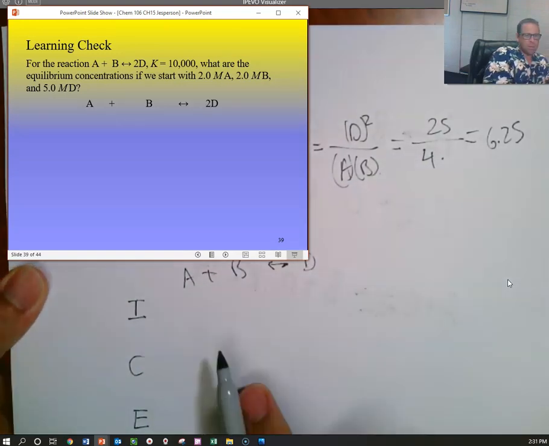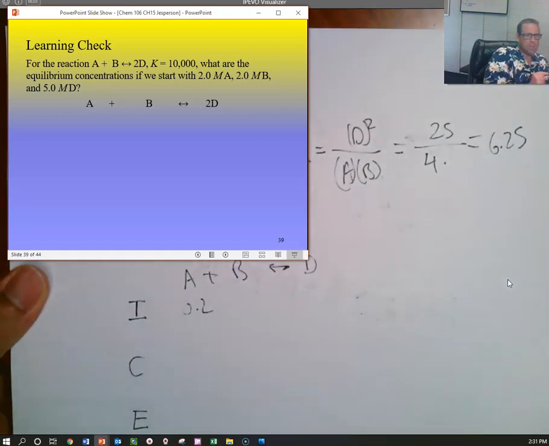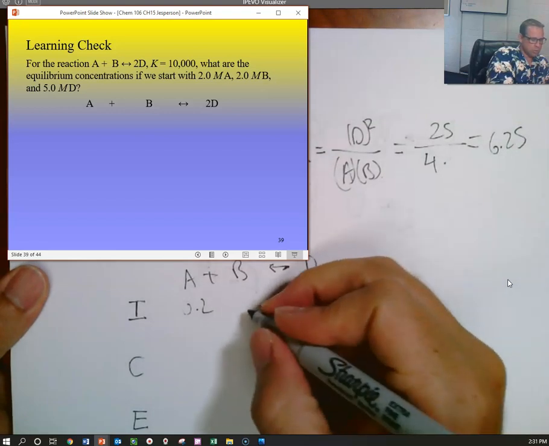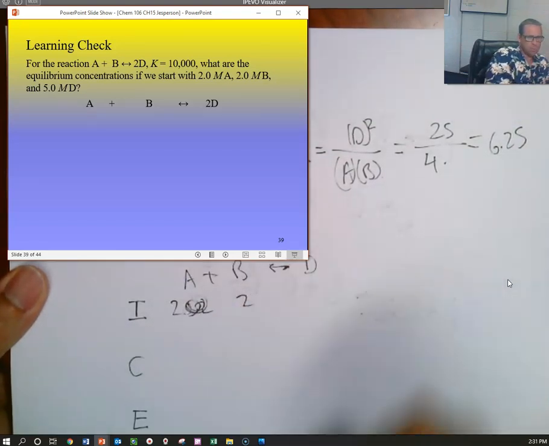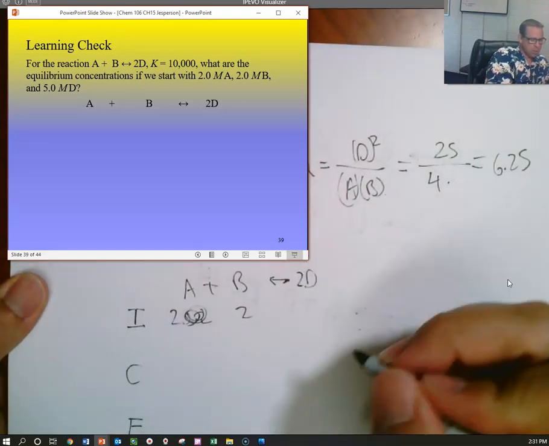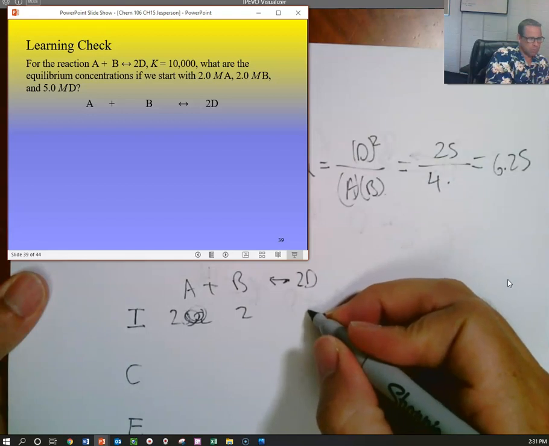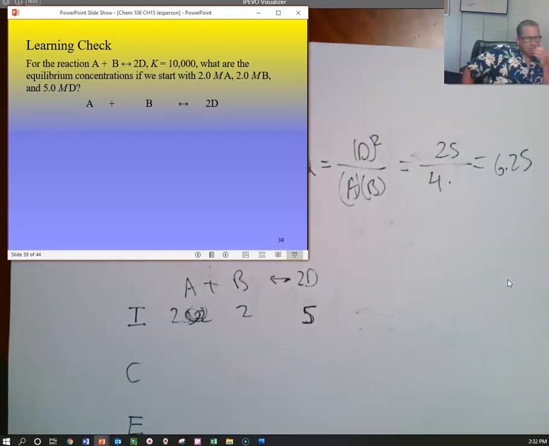All right. So A's initial concentration is 0.2. B's initial concentration is 0.2. Oh no, not 0.2, 2, right? And D's initial concentration is what? 5. What do we do next, Sarah?